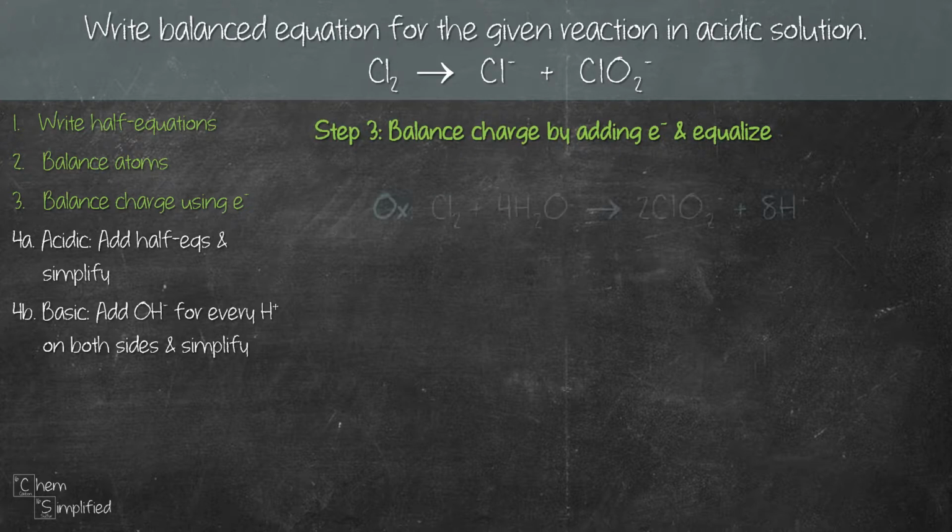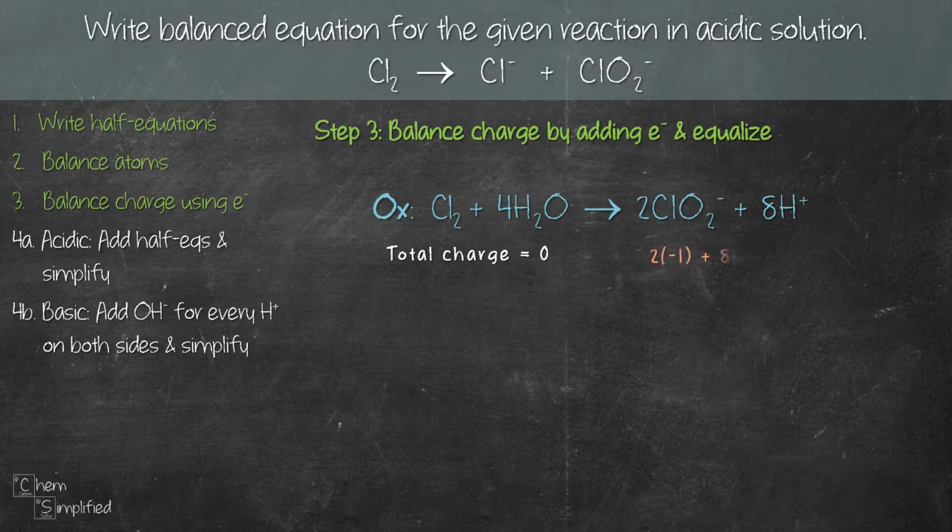Moving on to step 3, we need to balance the charge by adding electrons. From the oxidation equation that we've balanced, the total charge on the left hand side is 0 because Cl2 and H2O are both neutral compounds, so the total charge is 0. On the right hand side, we have 2 times -1 from 2 ClO2 minus and +8 from 8H plus, and that gives us a total of +6 on the right hand side. In order to balance the charge, we need to add 6 electrons on the right hand side. That way, the total charge will become 0 and both sides will have the same charge.